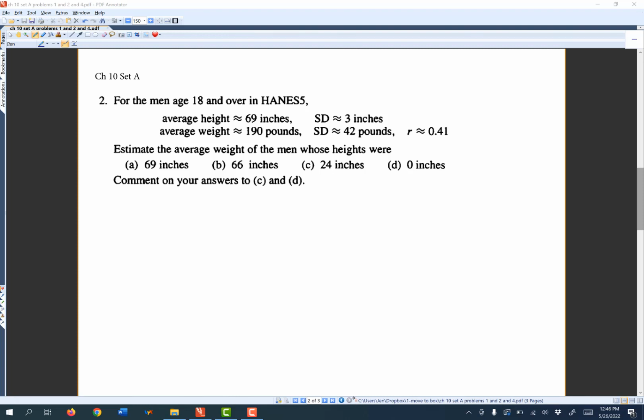Okay, so next thing, figure out what's X and Y. So we want to estimate the weight. Whatever you want to estimate, that's your Y. Not necessarily what comes second, but what you actually want to estimate. So I'm going to label it X and Y.